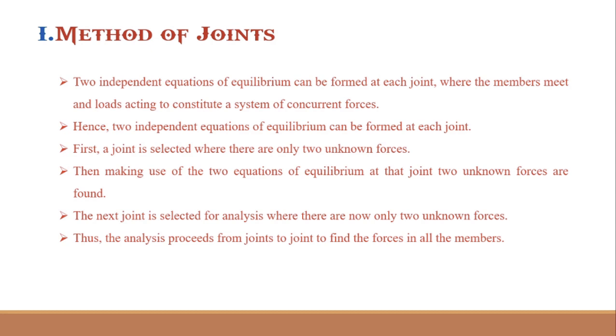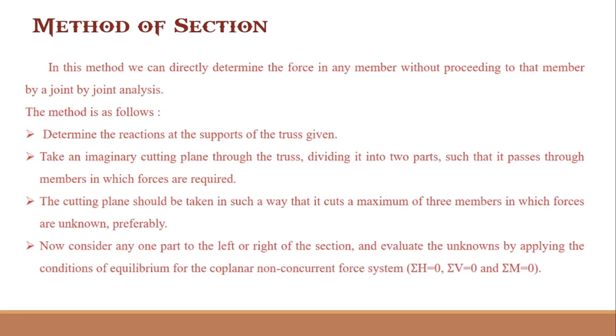As the name indicates, the method of joints is basically solved by taking the joints, but the method of sections is also nothing but the method of joints. How we do the problem in joints, the same way we'll do here, but we will give a section or cut a part of the problem so that we solve it in pieces. In this method we can directly determine the force in any member without proceeding to that member by a joint analysis. Okay, the method is as follows.